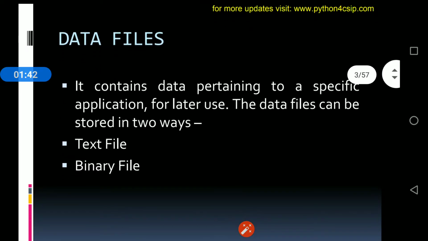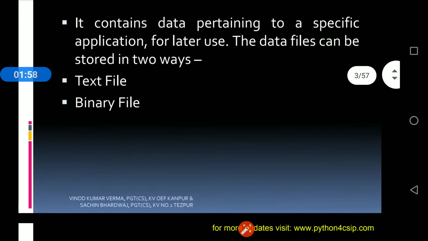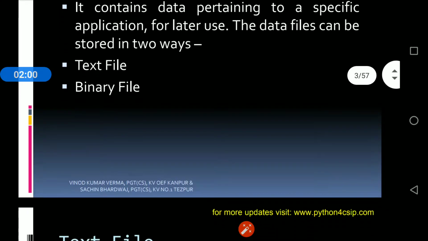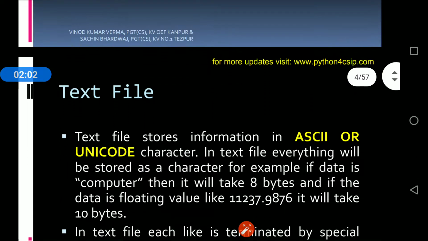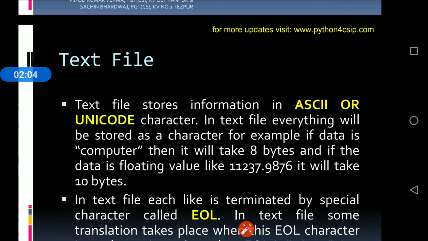So what are data files? Data files contain data pertaining to a specific application, that is it is related to a particular application. That means a data file belongs to a certain type. So there are two types of data files, text files and binary files. Now what is text file? A text file always stores data in the form of ASCII or Unicode characters.